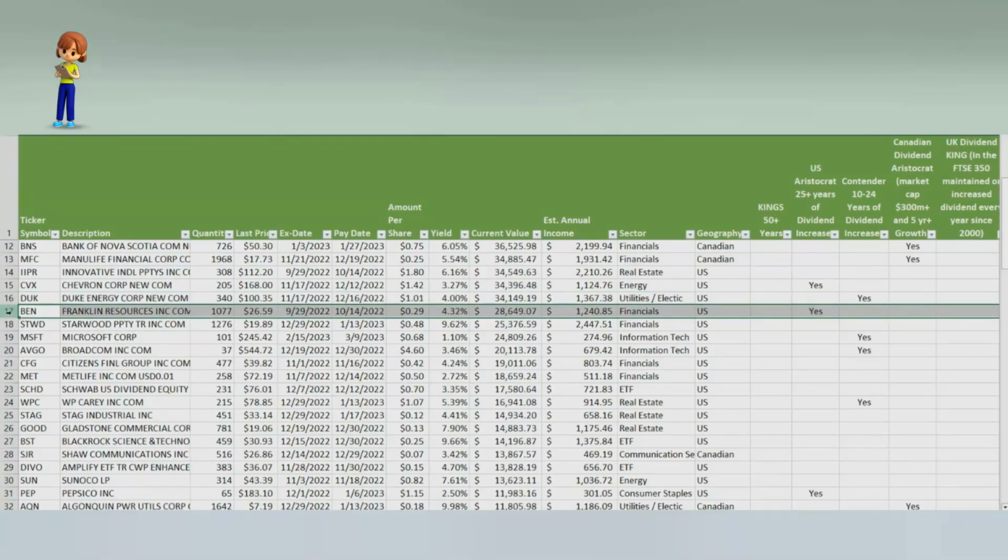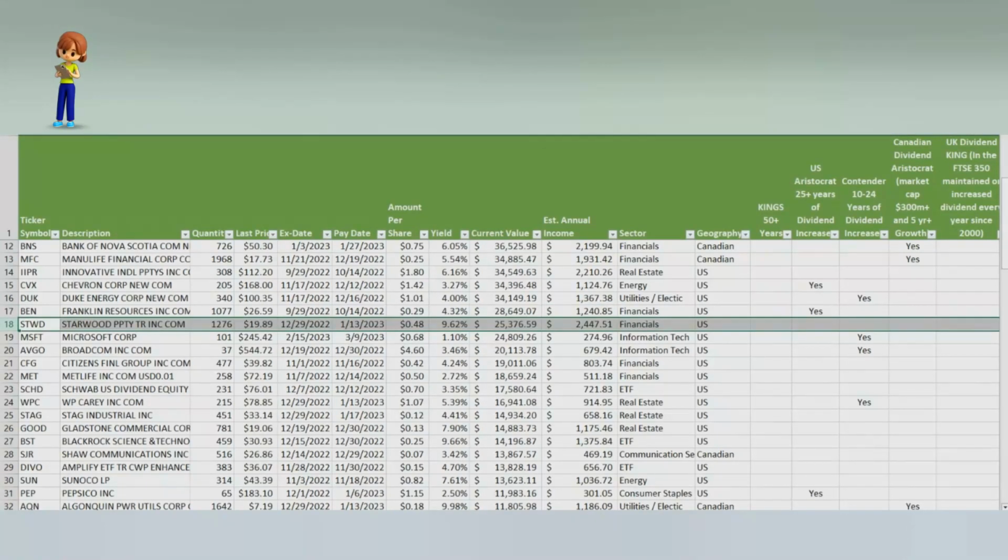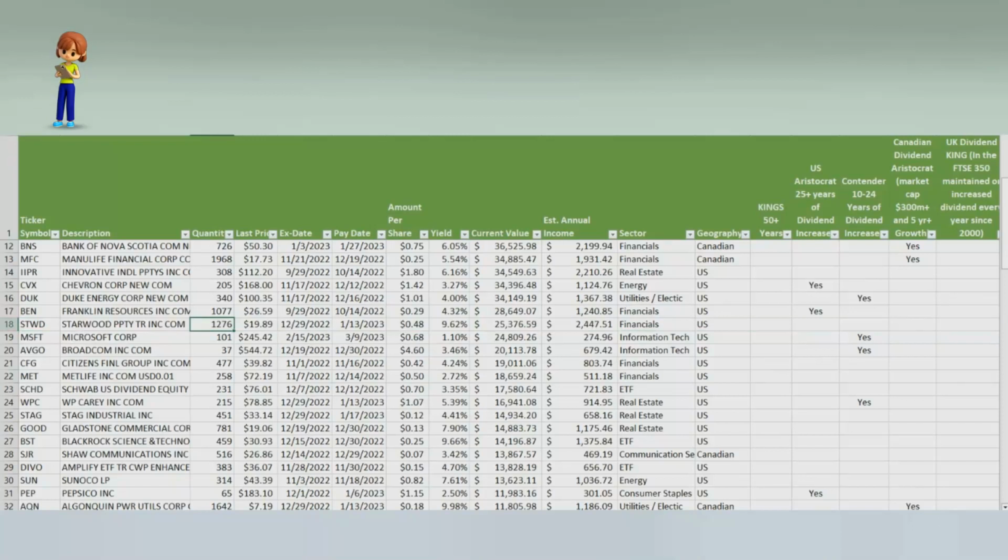And here's my position in Franklin Resources, with 1,077 shares. This dividend aristocrat is at a 4.3% yield, and I get just over $1,200. Starwood Property is the next position at 1,276 shares and an eye-popping 9.6% yield. This little position is generating almost $2,500.